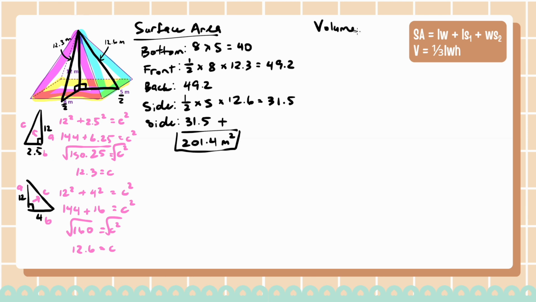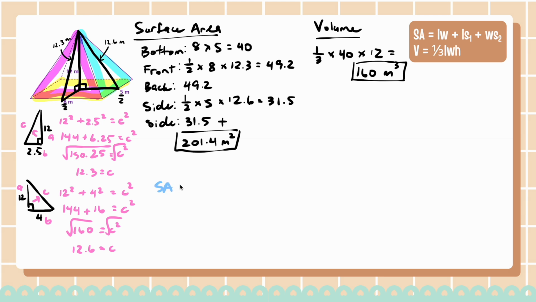Now for the volume, we're going to take 1/3 times the area of the base or the bottom, which is 40, and then multiply that by the height of the pyramid, which we did actually have from the very beginning. That was our 12. If I multiply all of these together, that gets me 160, and this is meters cubed. So that's the volume. Now let's try applying these formulas.